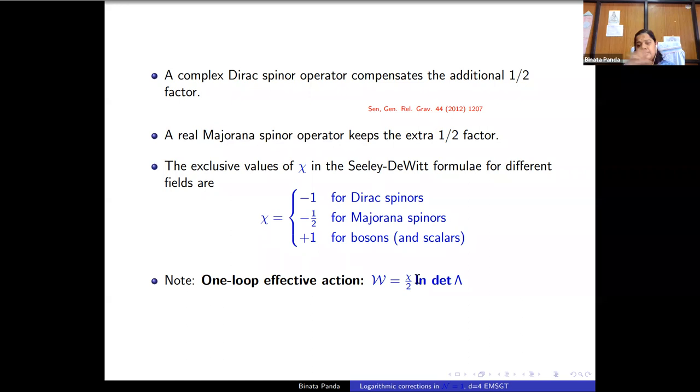So I redefine the values of chi; we are talking about +1 or -1 for bosons and fermions. Then for Dirac and Majorana, you can write it as -1 and -0.5 explicitly, so that you forget about it and the treatment is the same for them. If you are considering a Majorana spinor, at the end for the chi value, you just put a -0.5.